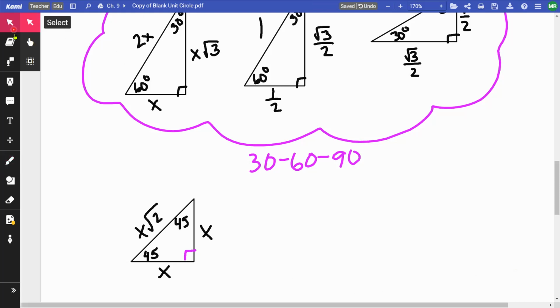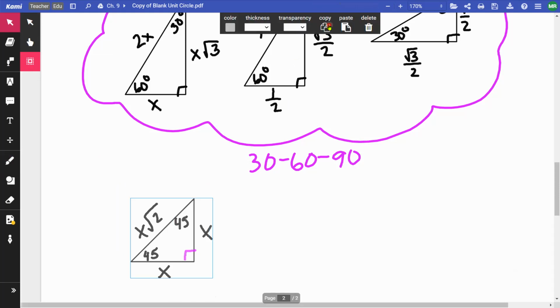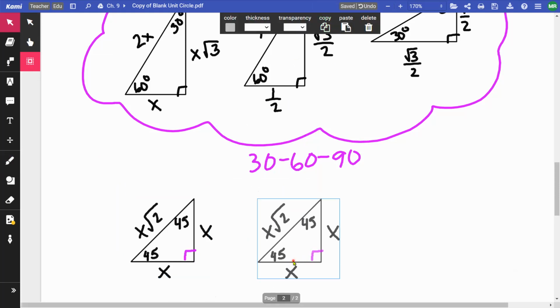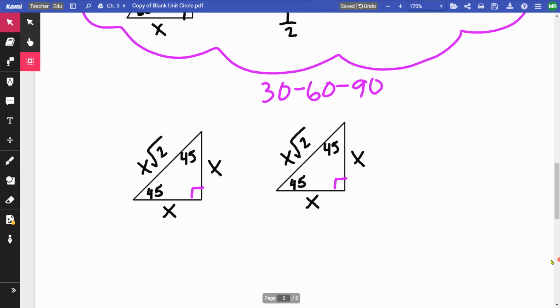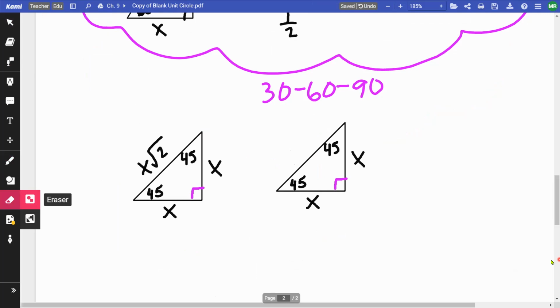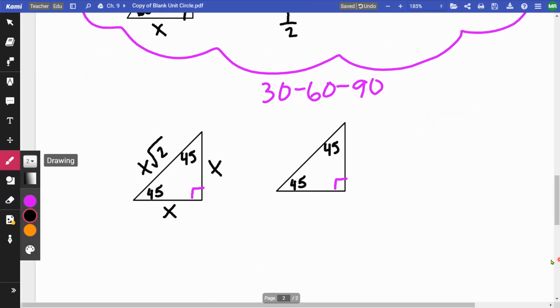So if I'm dealing with a situation, I'm just going to select this so I don't have to redraw it. Let me get rid of these, where my hypotenuse is a 1.